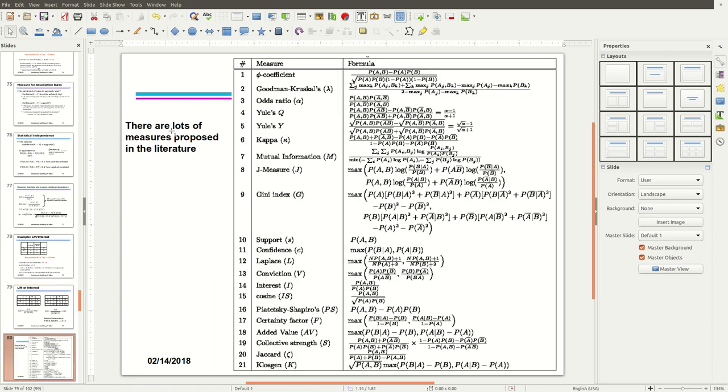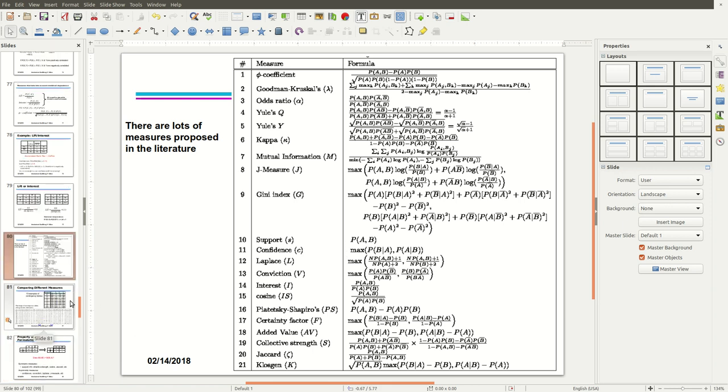So there are a lot of other measures in the literature. We talked about the phi coefficient, and there is kappa, there is the Gini index, which we already know, but then there are a lot of others. You don't need to know all of these, but you just need to know there are a lot of others, and each has different advantages and disadvantages, and is applied to different problems.